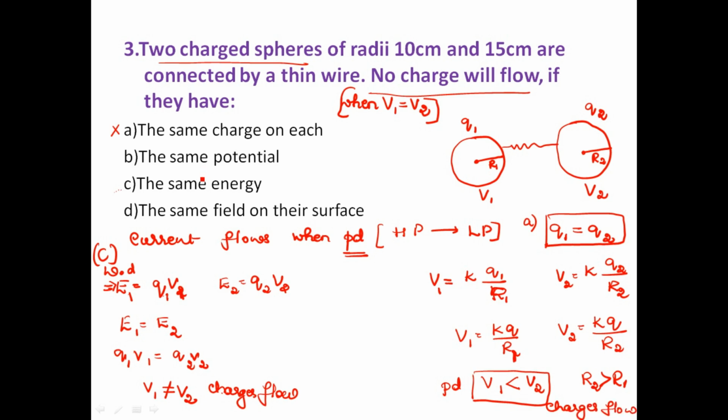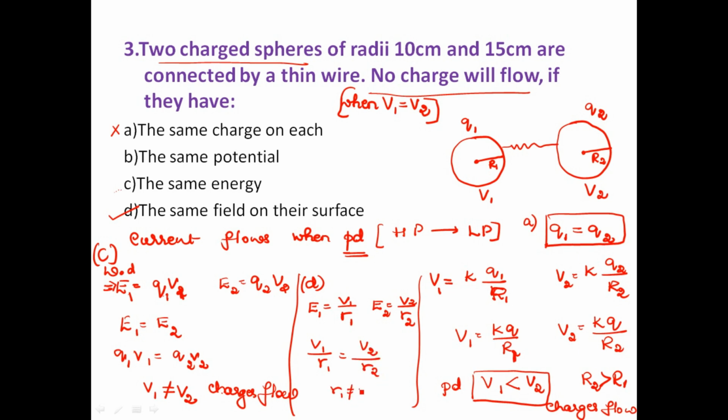What about the fourth option? Option D says the field on their surface is the same. What is the expression for field? It is equal to V by R. So let us assume that the field on both surfaces is the same. I'll write the potentials as V1 and V2. If E1 is equal to E2, then V1 by R1 is equal to V2 by R2. Since R1 and R2 are not equal, V1 and V2 are also not equal, which also makes the charges flow.